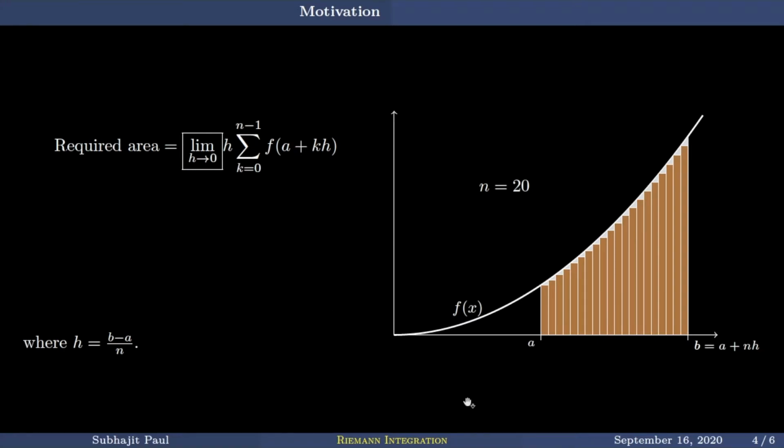So since we are doing the theory, we are doing it in a formal manner. The formalism came via Riemann in the late 18th or 19th century, whatever, I forgot. So Riemann actually theorized this entire thing. Before Riemann, this technique was used, but it was not theorized. People did not put a limit h tends to 0 over here. They just did it like this.